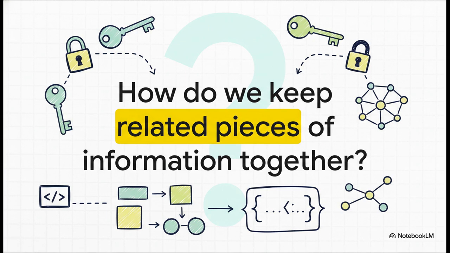Forget about coding for a second. In the real world, how do you keep things that belong together, together? How do you make sure a specific price tag always stays with the right product, or a phone number is always linked to the right person?